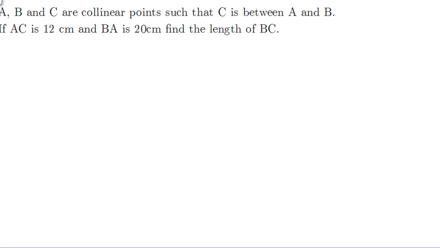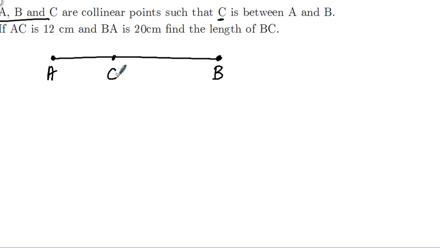A, B, and C are collinear points such that C is between A and B. If AC is 12 centimeters and BA is 20 centimeters, find the length of BC. Well, the first thing for any geometry problem when there isn't a picture, by all means, draw one. So here we have a segment. We know that A, B, and C are in the same line, so they're going to live on this, such that C is between A and B. So our segment is actually AB, and somewhere in between it is C.